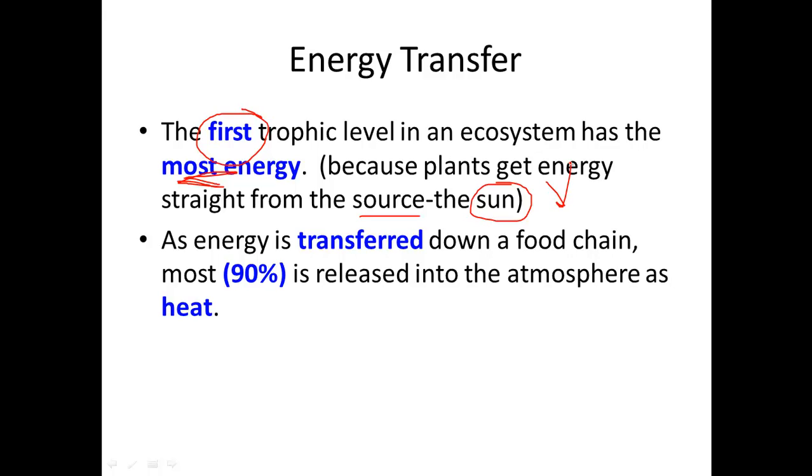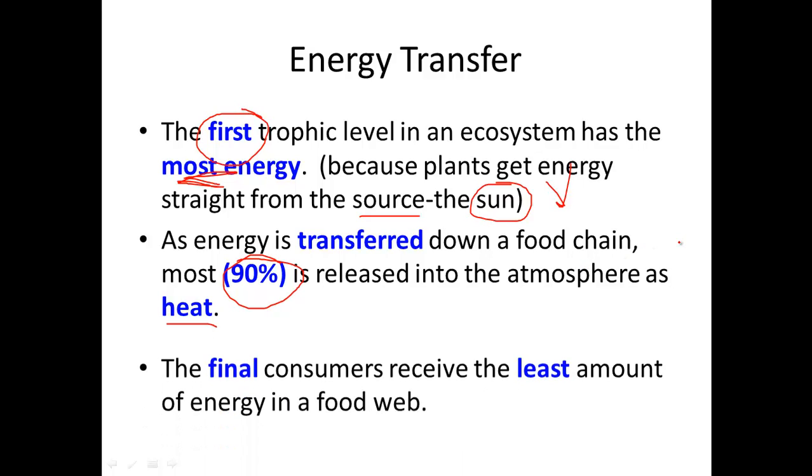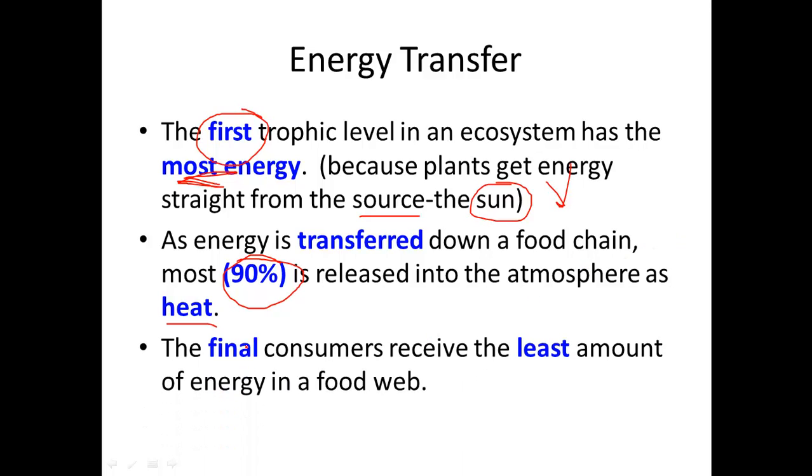And as we go down each step of the food chain, 90% of the energy is lost into the atmosphere as heat. So, for example, in that first food chain, the grasshopper is only getting 10% of the energy from the flower. So that the final consumers are going to get the least amount of energy.